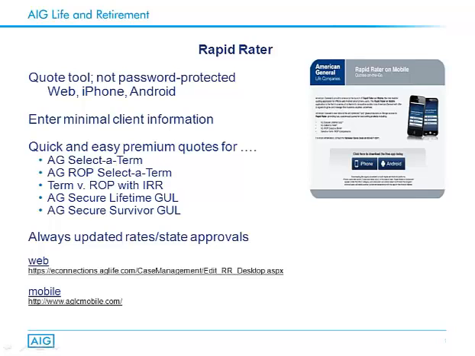protection products. When we talk about protection, we're talking about term. We offer one of the best term products in the industry. It's called AIG Select-A-Term, and we just repriced it in the last month or so to reduce premiums, so it's very competitively priced. We also offer something that not all carriers do anymore. We have a version of the product called AIG ROP Select-A-Term, meaning that it's a return of premium Select-A-Term.